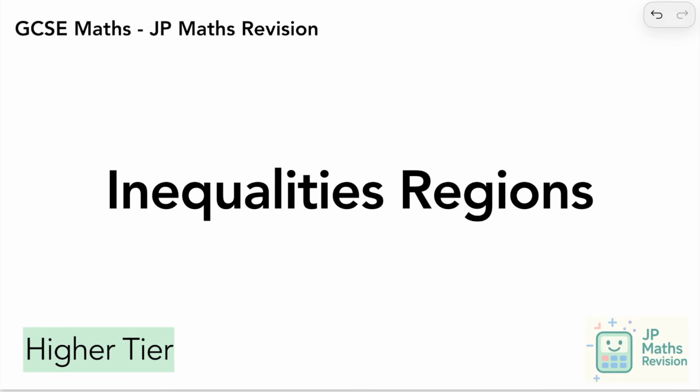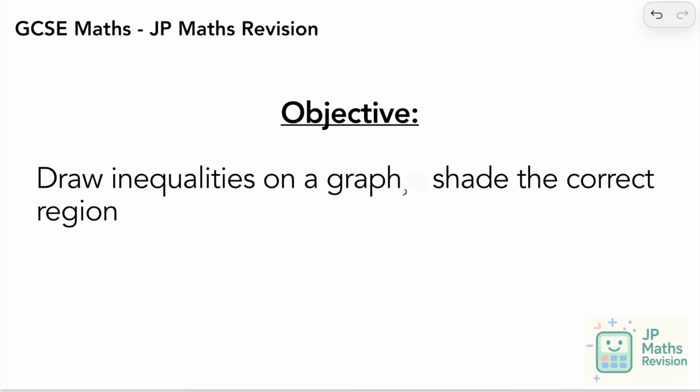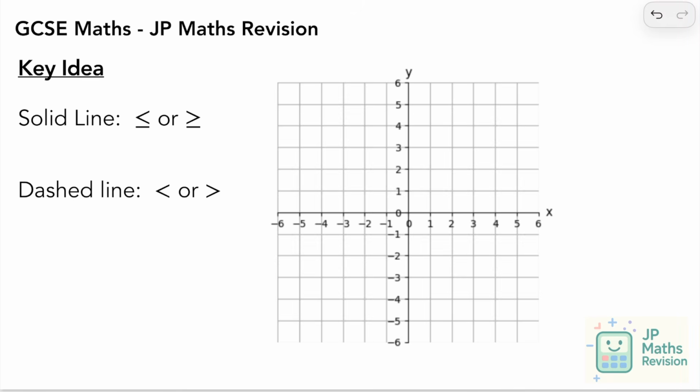Hello, in this video we're going to be talking about inequalities regions. So the objective here is to draw inequalities on a graph and shade the correct region. So a key idea, when we're representing inequalities on a graph, we use a solid line to represent less than or equal to or greater than or equal to, and we represent a dashed line to represent less than or more than.